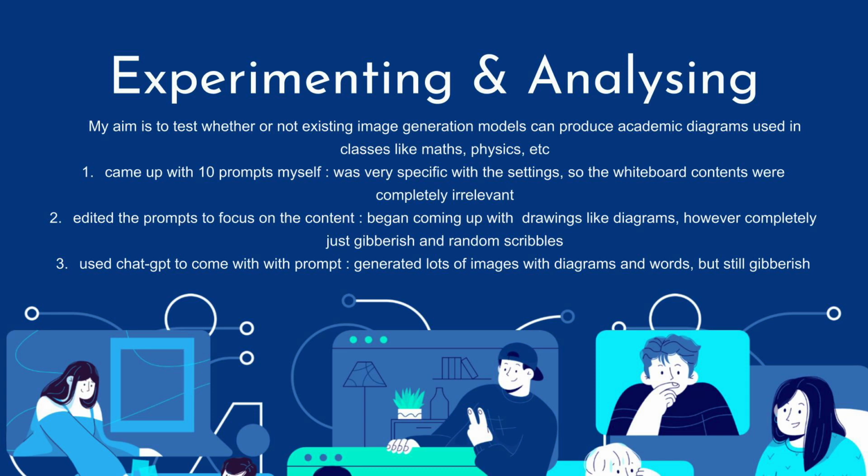For example, perhaps the image would be a classroom with teachers there, but the contents were nothing related to what I had inputted. So in the second round, I edited the prompts to focus more on the contents, for example, what is on the whiteboard itself, and not so much on the environment. That helped a little bit. It improved the overall presentation of the output. However, they were still just gibberish. The diagrams were not accurate. They weren't really related to the academic ones, and there were no actual words.